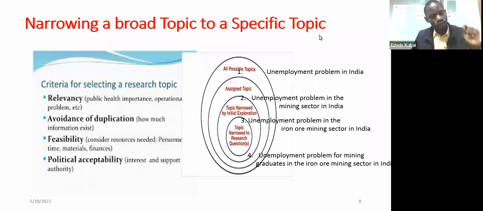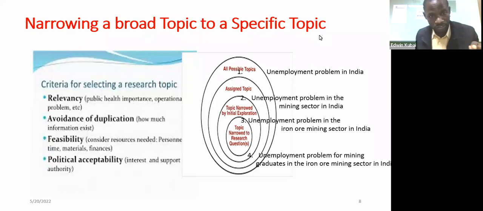Then avoidance of duplication, I've talked about, ethical issues. Don't copy somebody's work and paste on yours. That is not the right way. Or don't pick somebody's topic of research and say, this is my topic. You'll find yourself in the court of law because of that duplication.